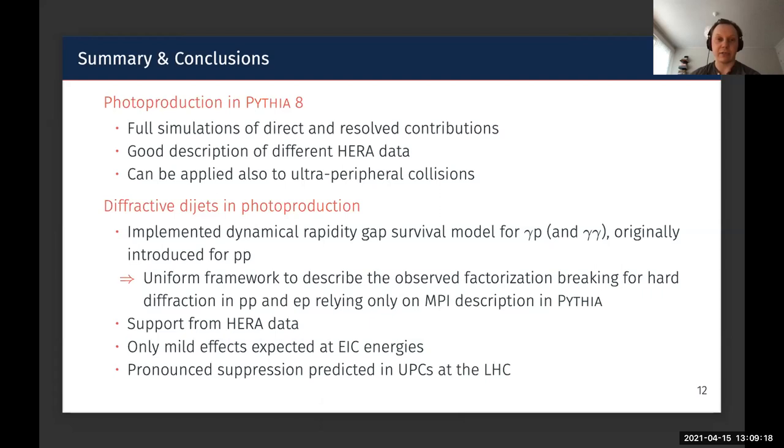On top of that, we have also included our dynamical rapidity gap survival model for photoproduction, where we can calculate diffractive dijet production. It's the same model as has already been introduced in proton-proton, so we have a uniform framework which at least qualitatively describes the observed factorization breaking effects in proton-proton and electron-proton. The model only relies on the MPI description in Pythia, so there's no need for any additional parameters. We have found some support from HERA data for that. We would expect only mild effects from our model at EIC energies, but we do predict a pronounced suppression in ultra-peripheral collisions at the LHC. Thank you.